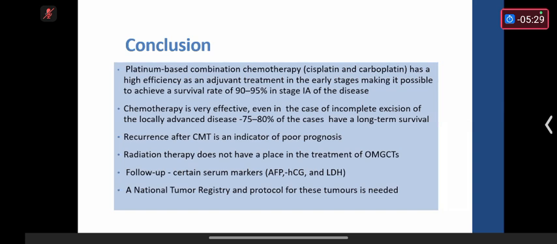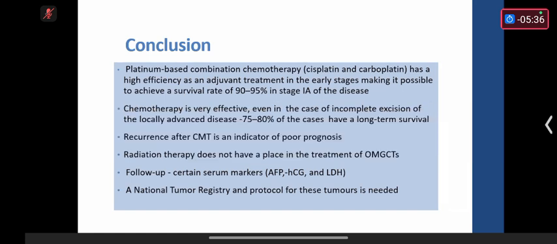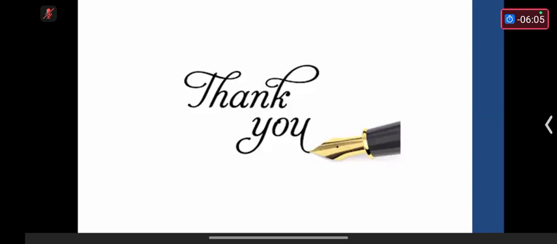Platinum-based combination chemotherapy is effective, and even in incomplete excision of locally advanced disease, chemotherapy can give long-term survival up to 75 to 80%. If recurrence happens, it is an indicator of poor prognosis. Radiation does not have a role, and follow-up can be done clinically, radiologically, or by the serum markers. And for now, we should have a national tumor registry and protocol for all these tumors. I'm not sure whether we do have it, but that is the need of the hour.